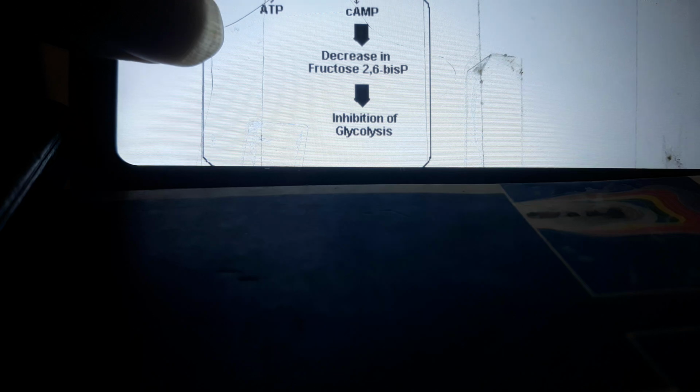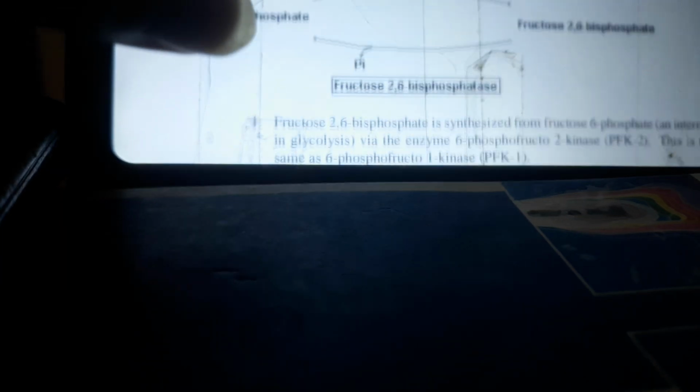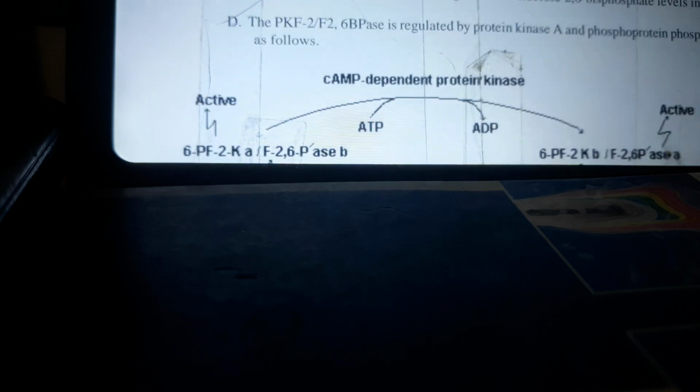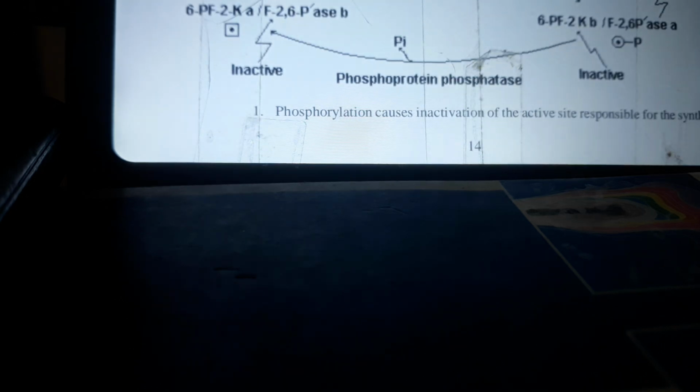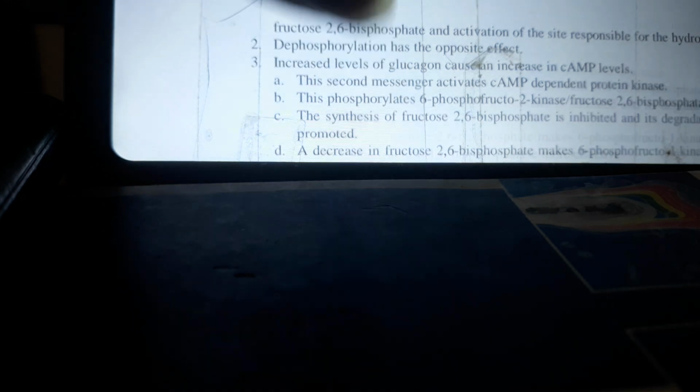This is the picture of the hormonal control of fructose 2,6-biphosphate in the liver. Right? These are important for the exams. This is about the synthesis of fructose 2,6-biphosphate. Okay, and the cAMP-dependent protein kinase action of phosphorylation causes an activation of the active site responsible for the synthesis of fructose 2,6-biphosphate and inhibition of the site responsible for the hydrolysis.